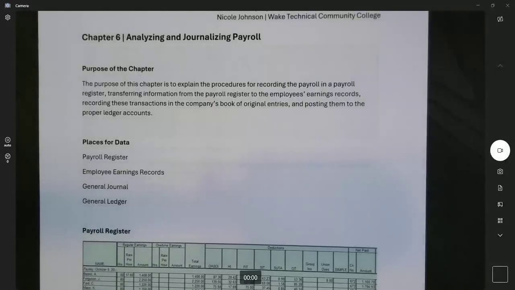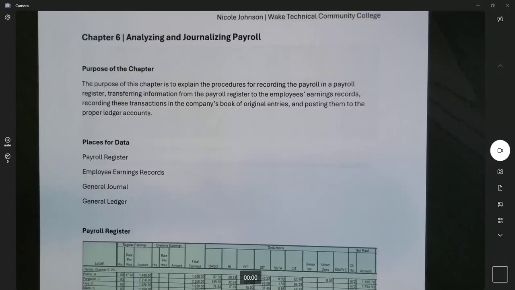Today we're going to take a look at Chapter 6 in our payroll accounting, which is mostly just working with journal entries for payroll. The purpose of this chapter is to explain the procedures for recording the payroll in the payroll register, transferring information from the payroll register to the employee's earnings records, recording these transactions in the company's book of original entries, and posting them to the proper ledger accounts.